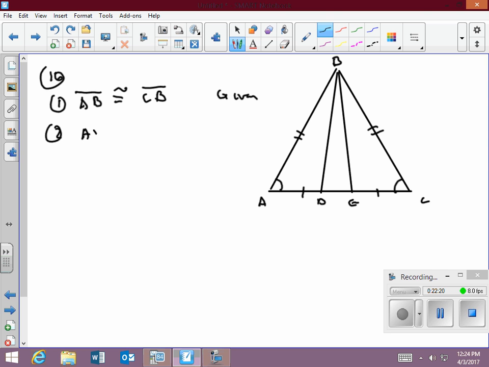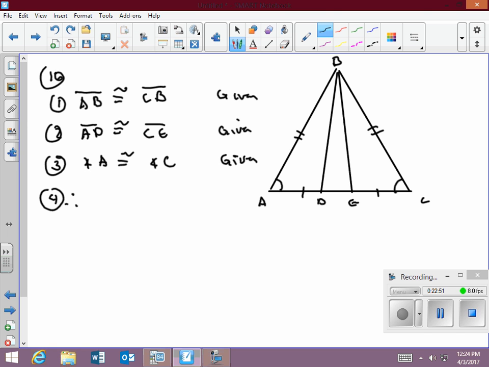And then AD congruent to CE, given. And then angle A is congruent to angle C. Then you'd say the three little dots are therefore, and then you could go triangle DAB is congruent to triangle EC, and that would be side, angle, side.